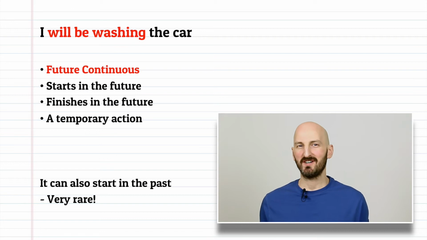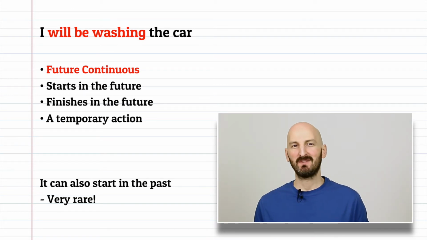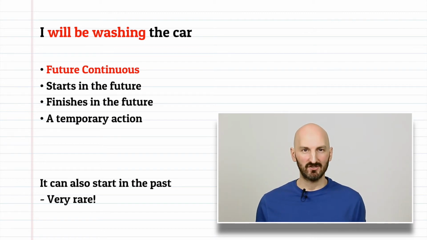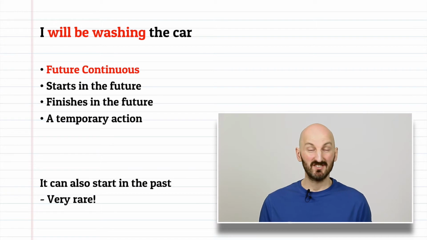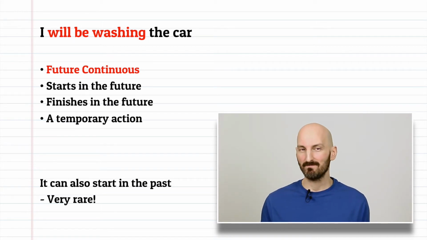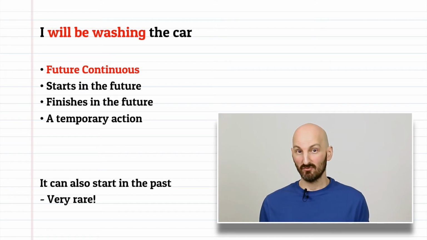I will be washing the car. The verb form in this sentence is future continuous. It describes something happening in the future. It's a temporary action that will start in the future, continue for a period of time, and then finish later in the future. So let's think, is it happening right now?